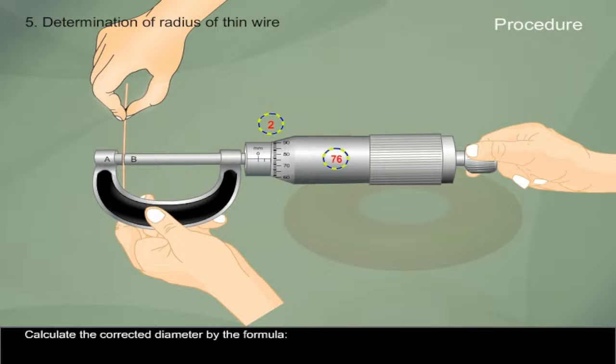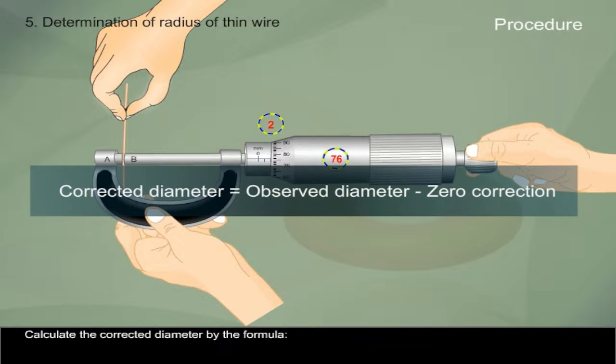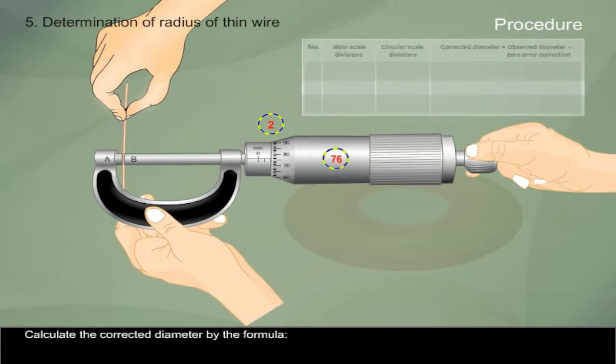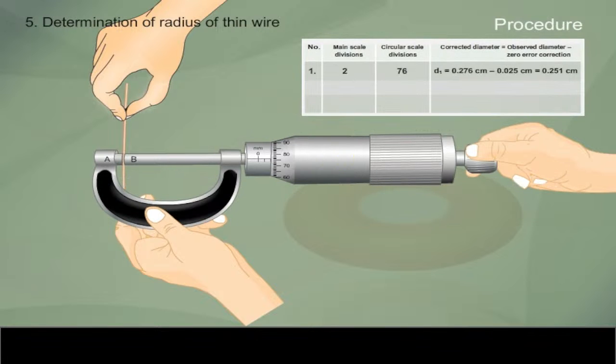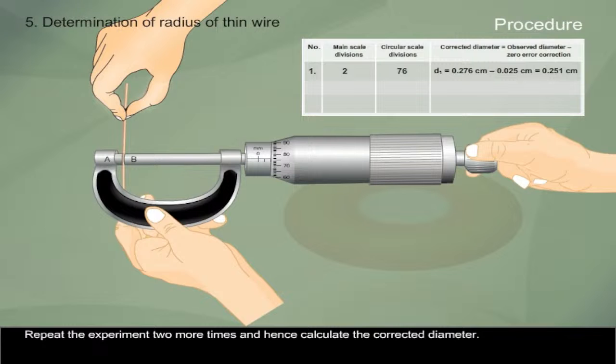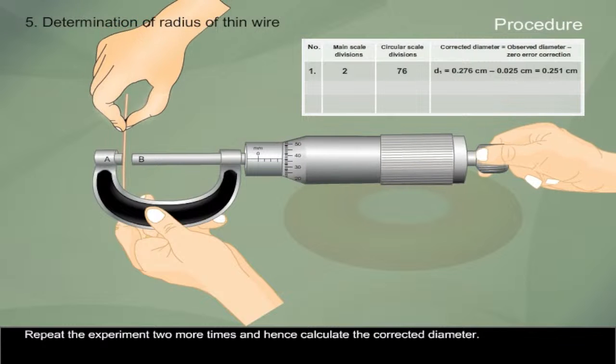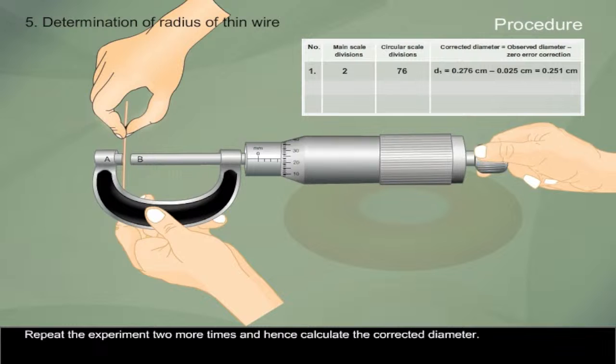Calculate the corrected diameter by the formula. Corrected diameter is equal to observed diameter minus zero correction. Repeat the experiment two more times and hence calculate the corrected diameter.